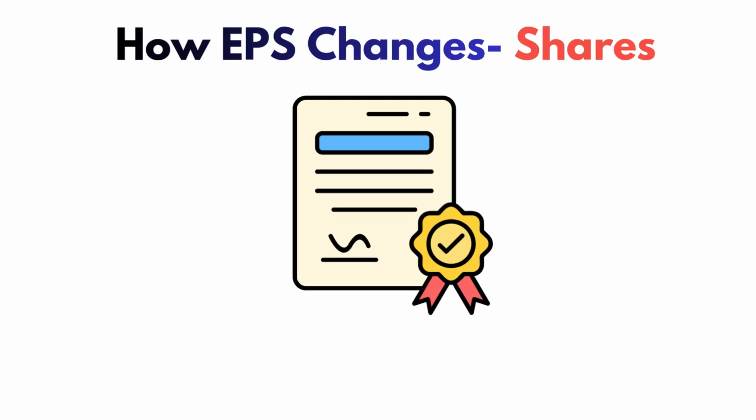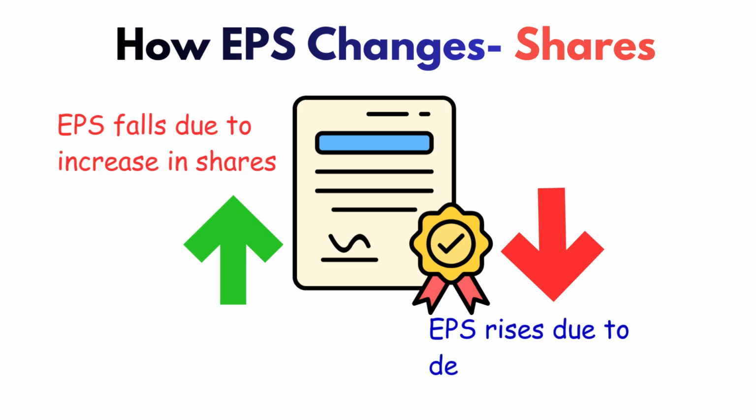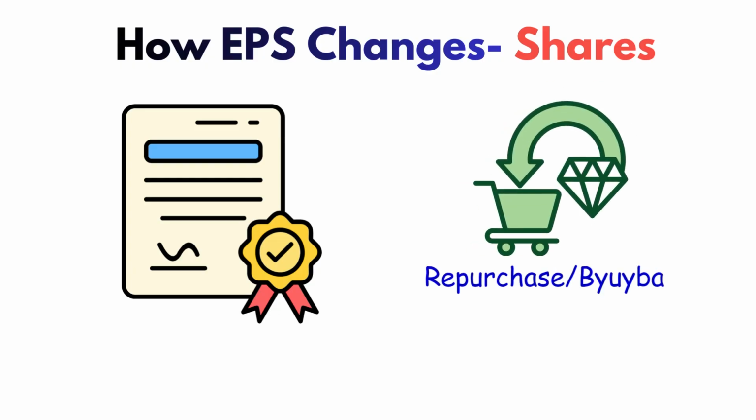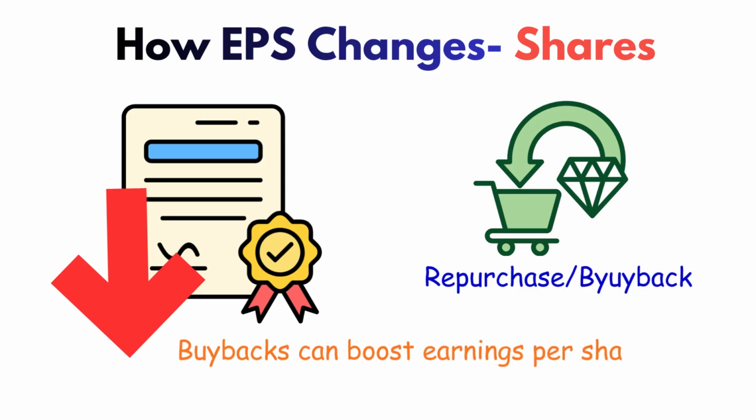The second factor is the number of shares outstanding. Suppose a company's profits remain relatively stable, but it issues additional shares. In that case, earnings per share will fall because the same amount of profit is now spread across more shares. On the flip side, if a company reduces its share count while maintaining the same profit level, earnings per share will rise. This happens because there are fewer shares dividing up the same earnings. This is one reason companies sometimes repurchase their own stock, a process known as a stock buyback. When a company buys back shares, it reduces the total number of shares outstanding, which can boost earnings per share.